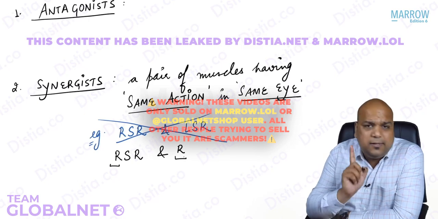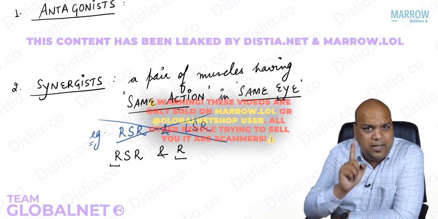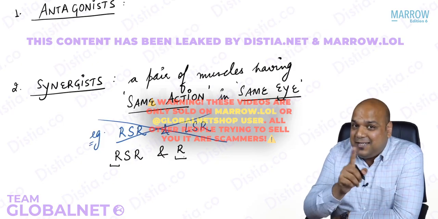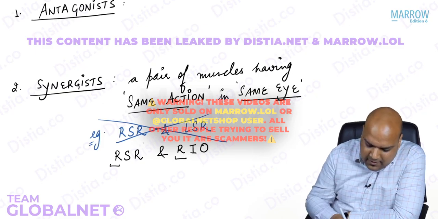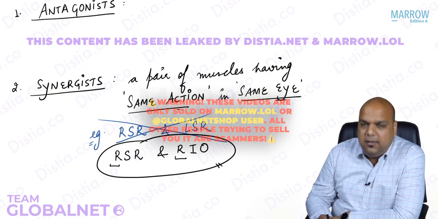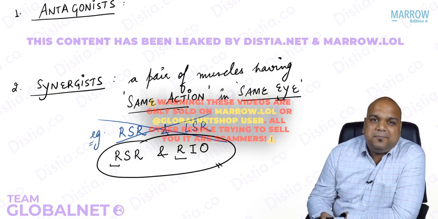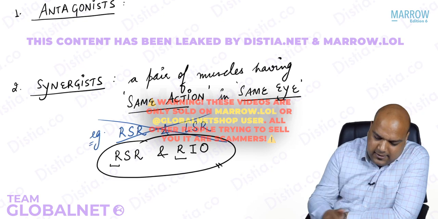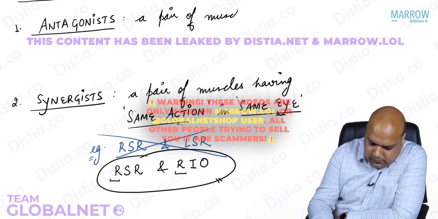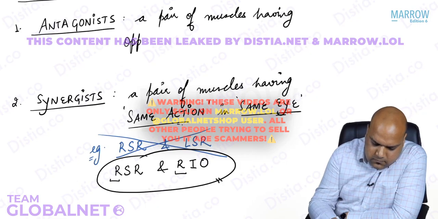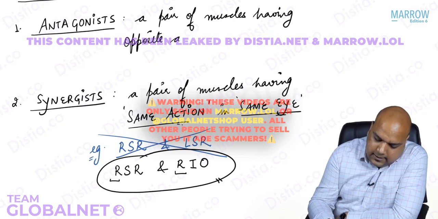So what is the action of superior rectus? Elevation. Which other muscle causes elevation? Obliques. Which other oblique? Yes, inferior oblique. So this is the correct example of a synergist. I hope you understand. If you understand this, then antagonist becomes very easy. Antagonist means a pair of muscles having opposite action, but again, in the same eye.